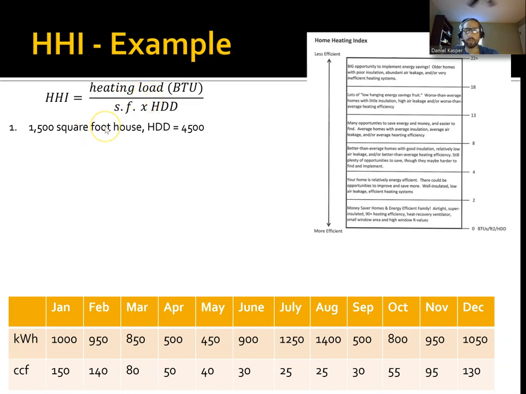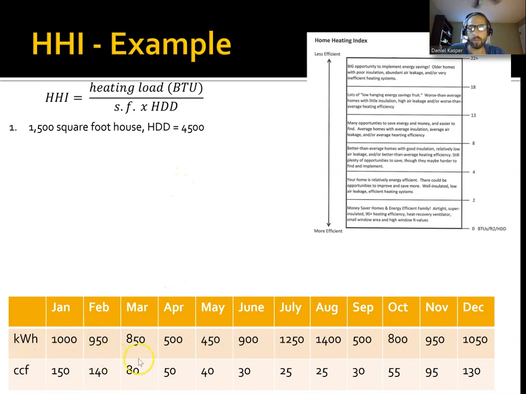The square footage you can measure on your energy audit, or find from the information you have. HDD, I did post a video on how to find heating degree days for any place in the U.S., so feel free to look at that to find the HDD. So those two are relatively easy to find, relatively straightforward anyway. Now the heating load can be a little bit tricky, so I want to go over that.